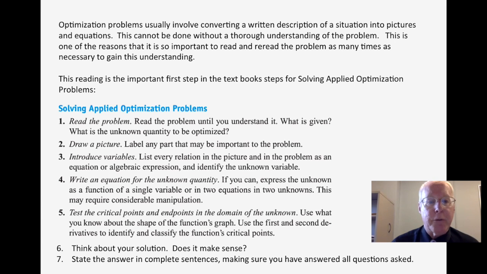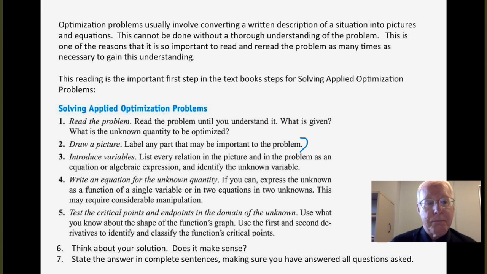This reading is the first step in the table on page 263 of your textbook that lays out 5 steps for solving applied optimization problems. So first, as we already mentioned, is read the problem. You have to read the problem again and again until you understand it, know what is given, what is the unknown quantity to be optimized, etc.